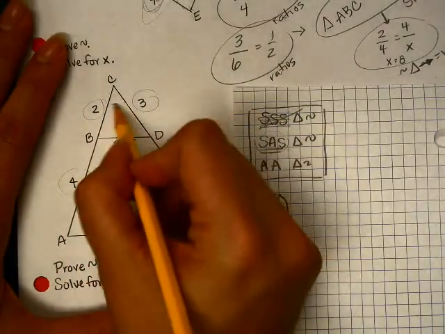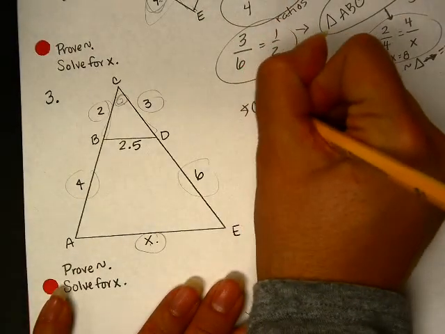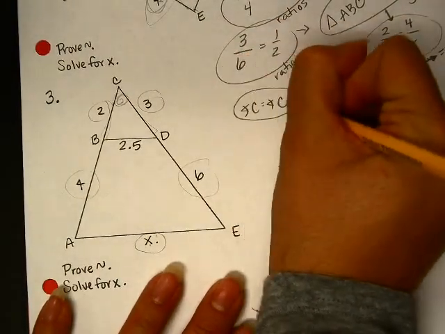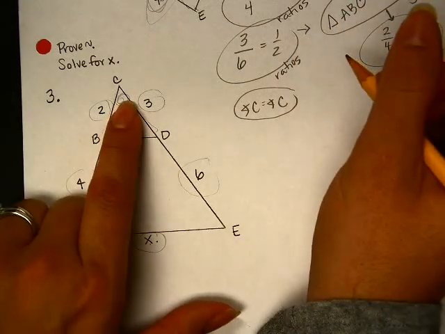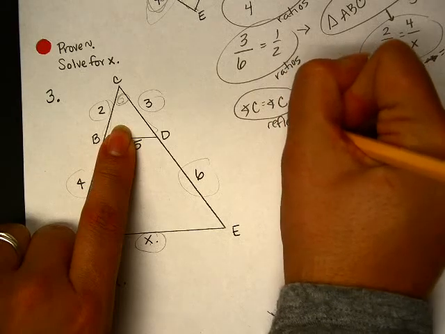I just need to see if this angle in this triangle is equal to this angle in the big triangle, and hopefully you know that they are. Now this time I can say angle C equals angle C because there's no confusion. This one is the same in the big triangle and the small triangle, and the reason here is reflexive.